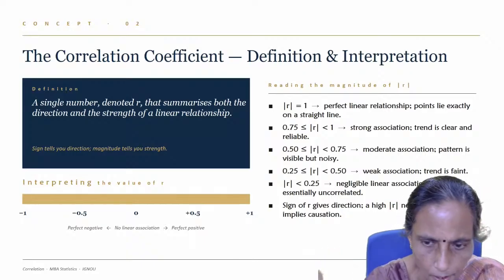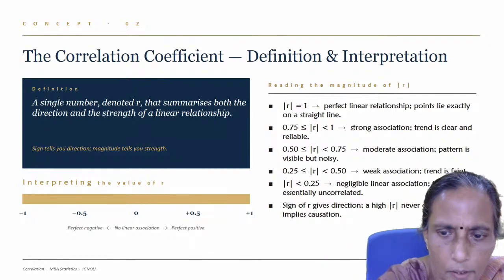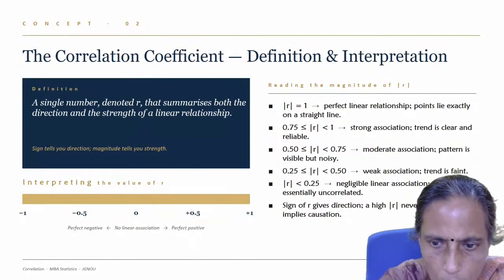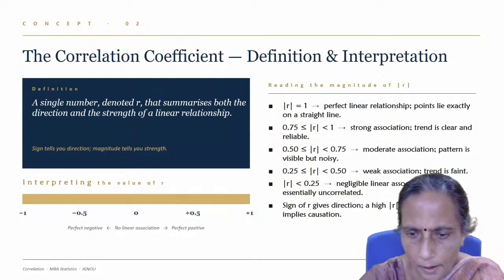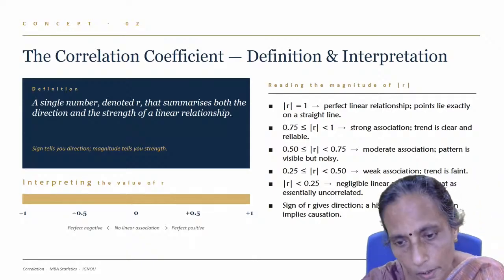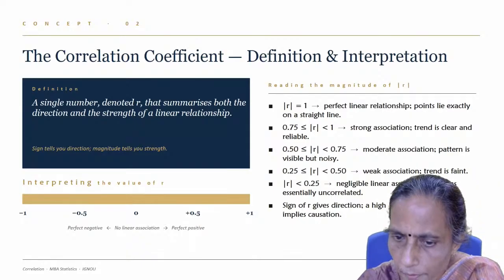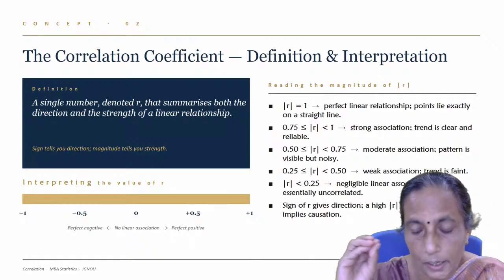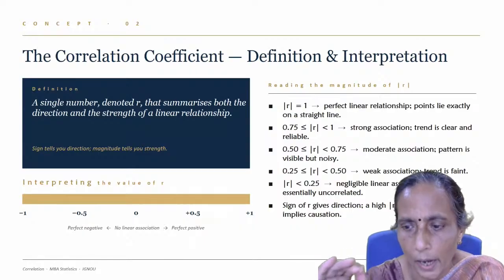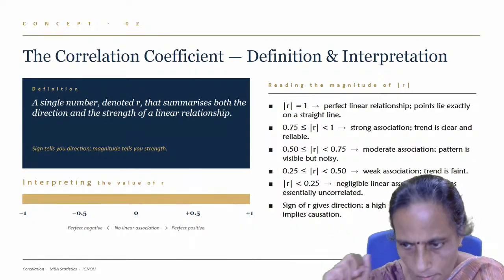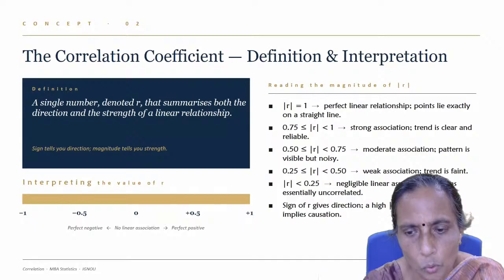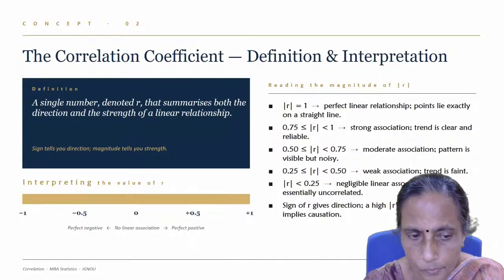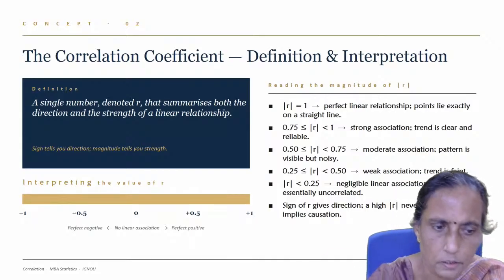The sign of R, we have interpreted all these points with the absolute value of R. That means your R may be a negative value or a positive value. So the sign of R gives the direction. A high absolute R never on its own implies causation, a cause and effect relationship.